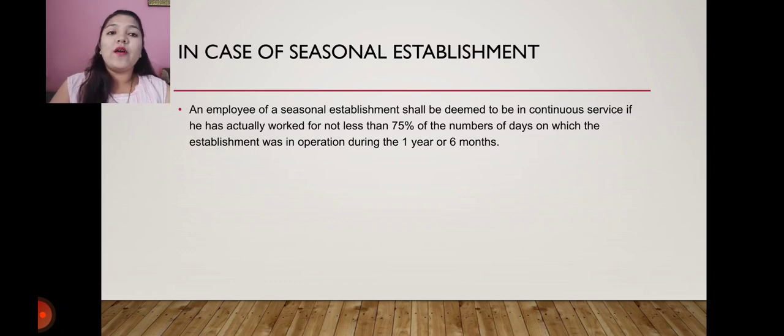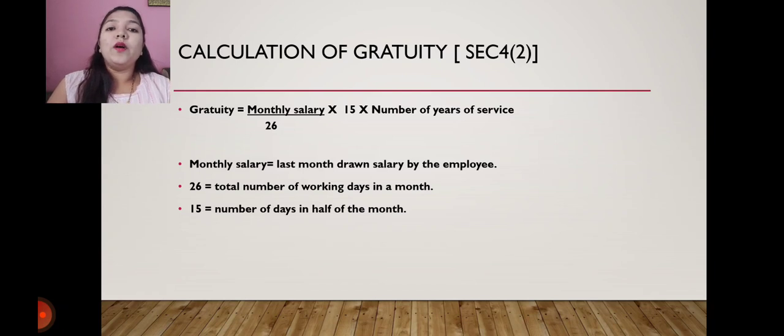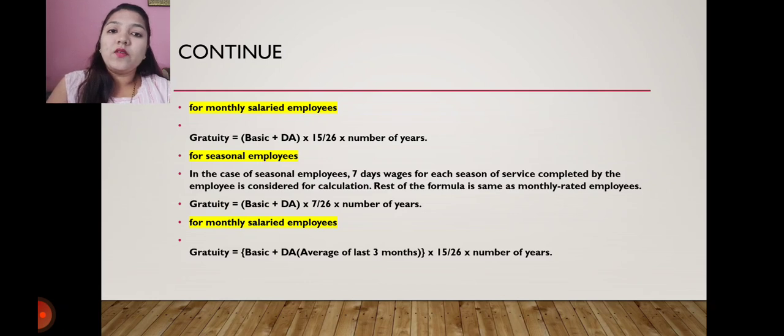Then 75% of the average number of working days is taken as the consideration for the calculation under the Gratuity Act. What is the calculation? As per section 4, payment of gratuity is made on superannuation, early retirement, resignation, death, or disablement, as we discussed before. This is the normal calculation formula under section 4(2). Under section 4 subsection 2, gratuity equals monthly salary divided by 26 into 15 into the number of years of continuous service by the employee in the organization. This is for the 1 year period of employees. And for salaried employees continuously, it is 15 divided by 26 into the number of years.